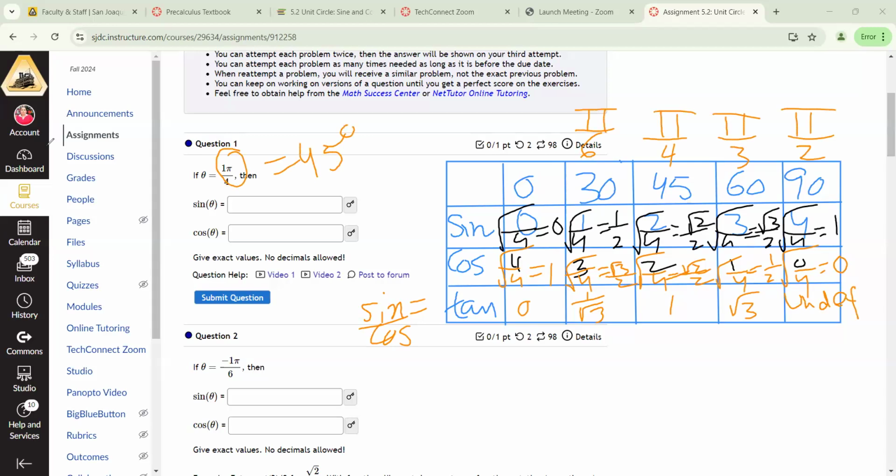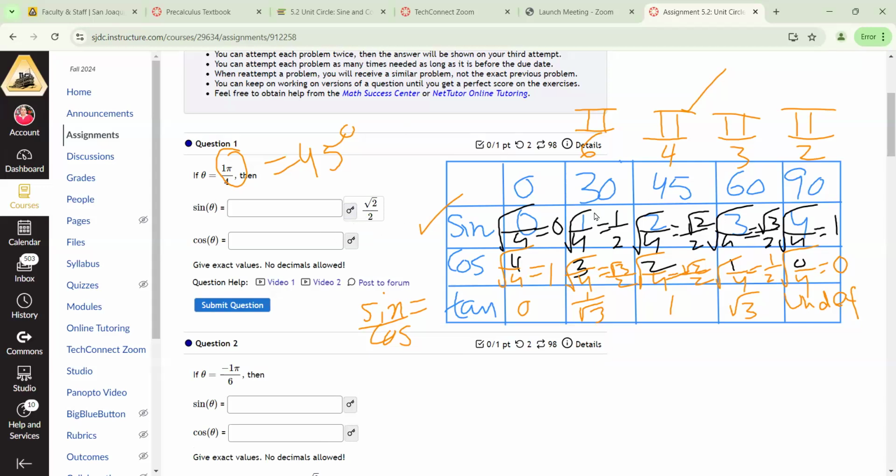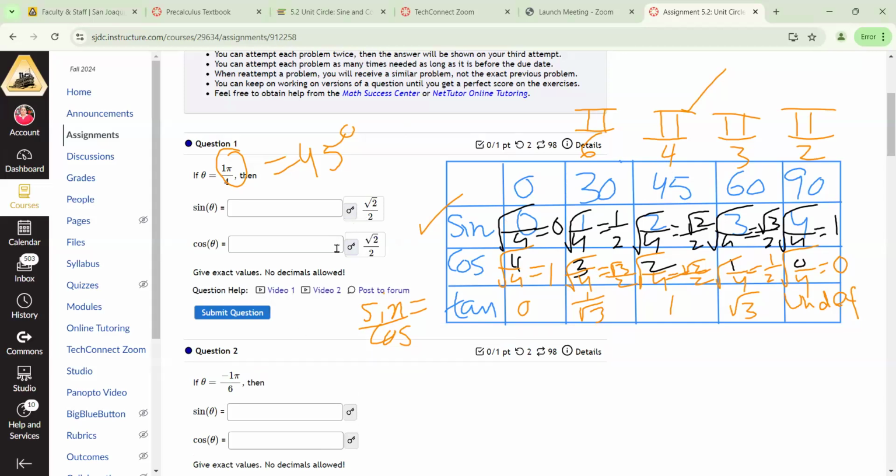Okay, so we are finding sine 45 degrees or sine pi over 4, which is square root 2 over 2. So that would be square root 2 over 2 right here. And then cosine of 45 is also square root 2 over 2. That's how you get these answers. Then right here is negative pi over 6. Negative pi over 6 would be, the pi over 6 is 30 degrees. So it's 30 degrees down here.